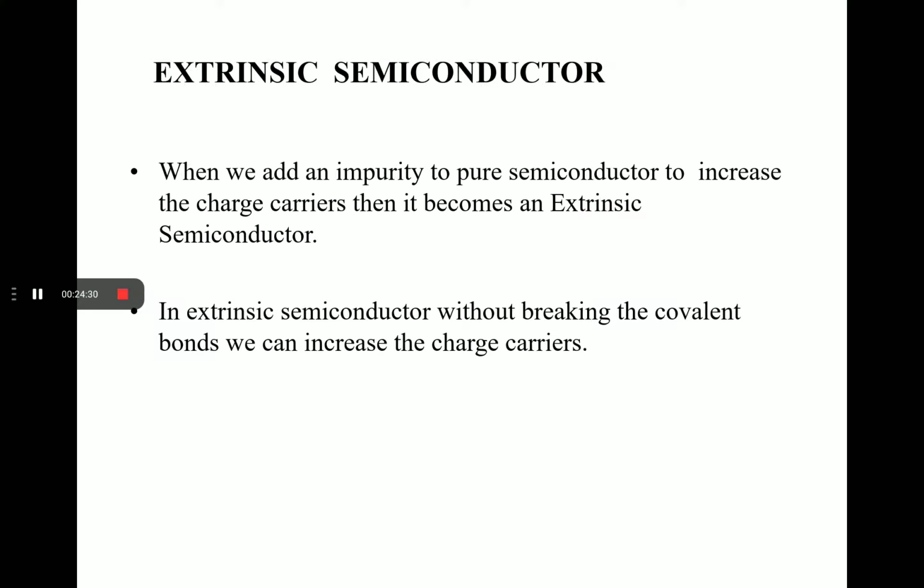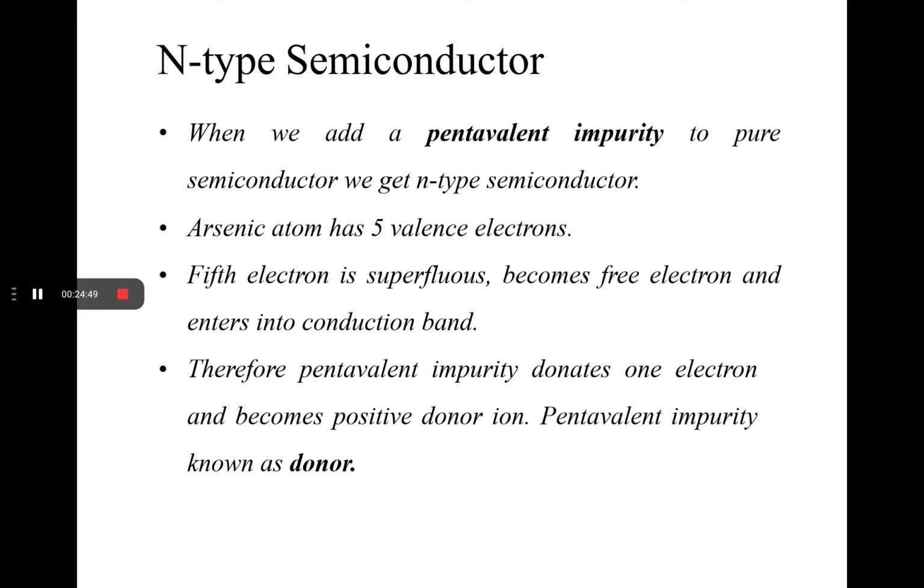So depending upon the type of impurity added, extrinsic semiconductors are classified into two: N-type semiconductor and P-type semiconductor. So in an extrinsic semiconductor, without breaking the covalent bond, we can increase the charge carriers. The classifications are N-type and P-type semiconductor. The first one is N-type semiconductor.